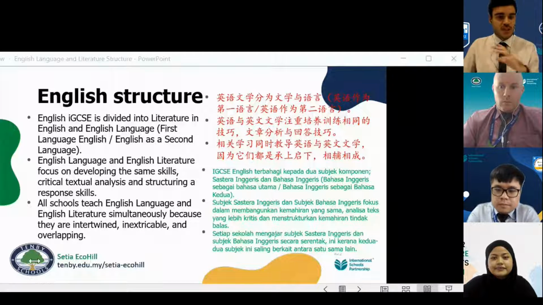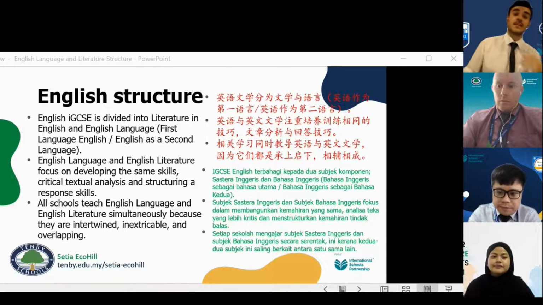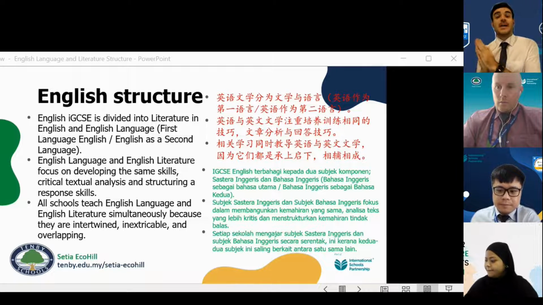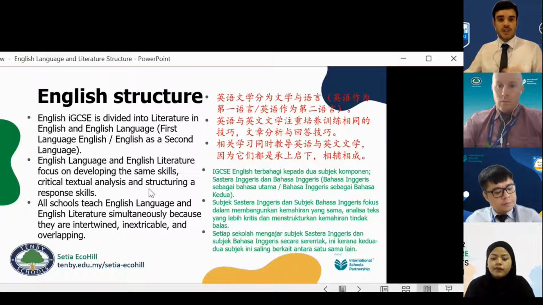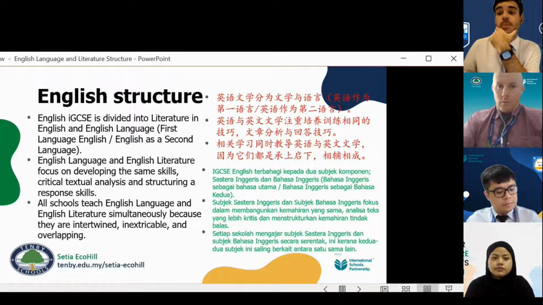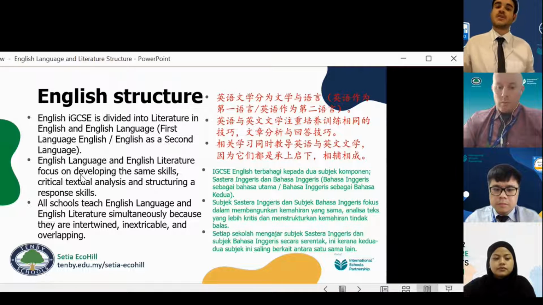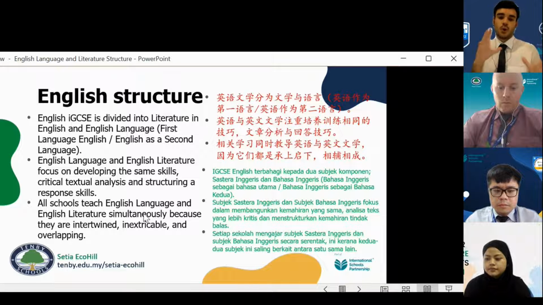So those of you that have just joined us, we're just running through how the English department works. I'm giving you a bit of a rundown in English. Mr. Ong is explaining in Mandarin, and then Miss Azreen is explaining in Malay. Just to recap very quickly, we have both English language and English literature. For English language, that is ESL, English as a second language, and first language English, IGCSE. These two courses are very much intertwined.